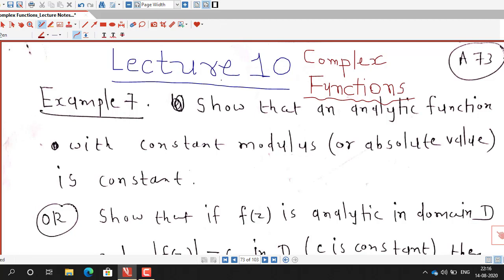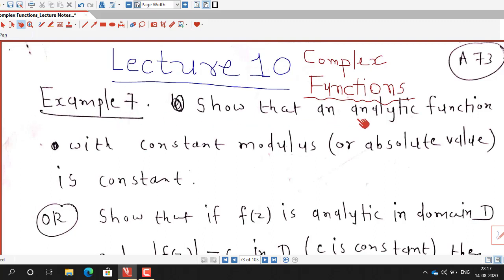Our recent topic is analytic functions, and we have discussed some examples on analytic functions in the previous two lectures. Today also we are going to do some more theoretical examples on analytic functions. So let's start with this example number 7.